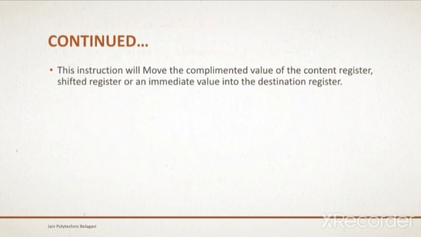This instruction will move the complemented value of the contained register, shifted register or an immediate value into the destination register. That is MVN R1, R0. In this, the complemented value of R0 is moved into R1.